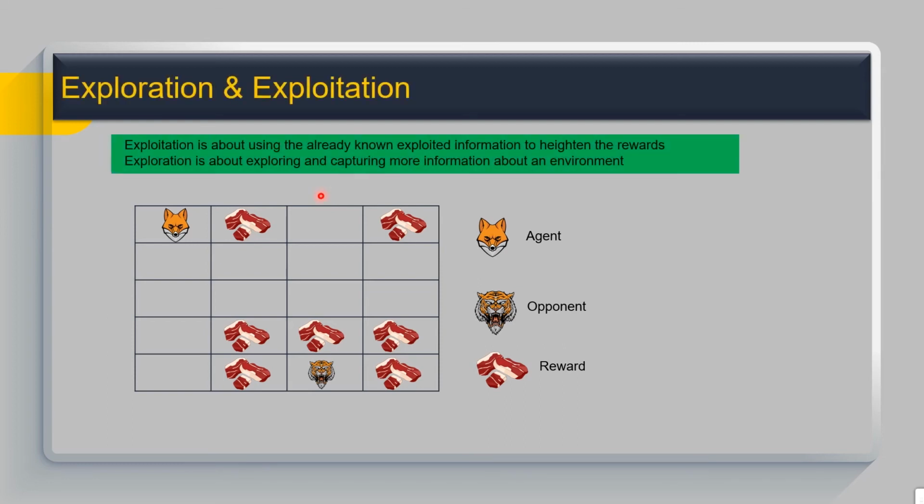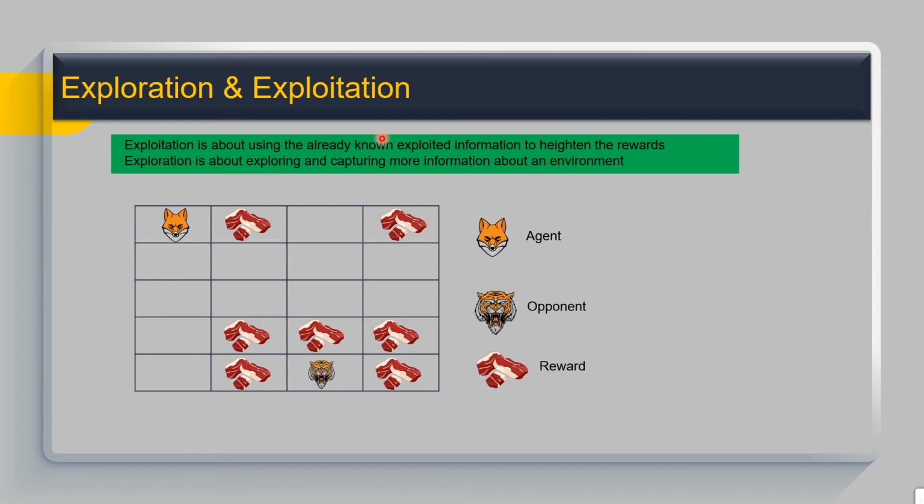Now let's look at another concept which is called exploration and exploitation. So exploration, like the name suggests, is about exploring and capturing more information about an environment. On the other hand, exploitation is about using the already known information to get the rewards. So guys, consider the fox and tiger example that we discussed.